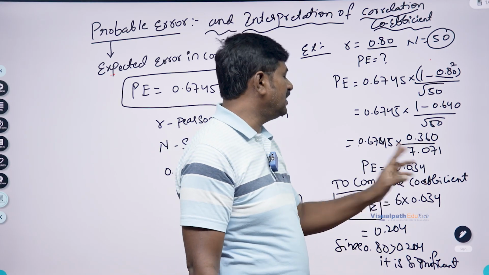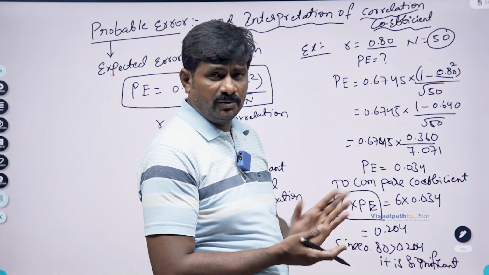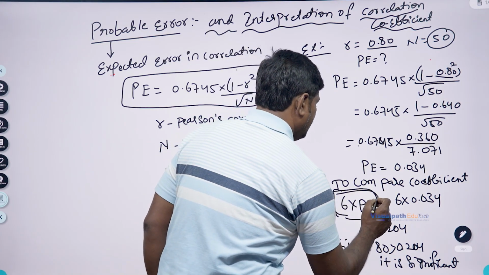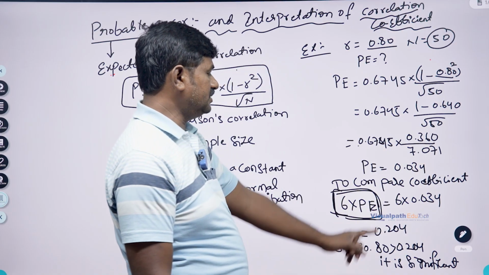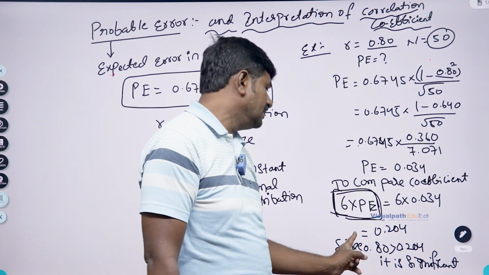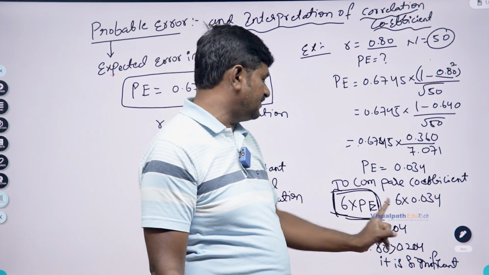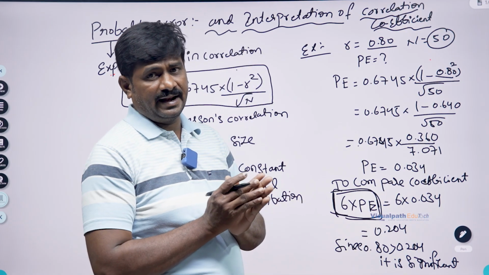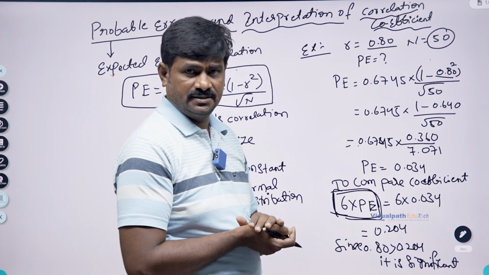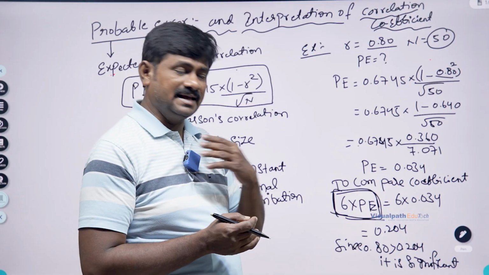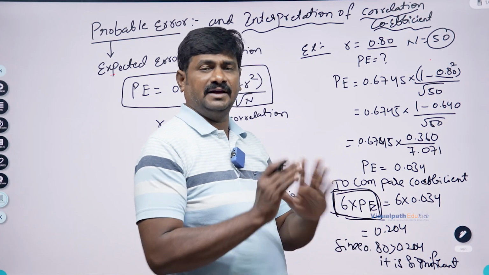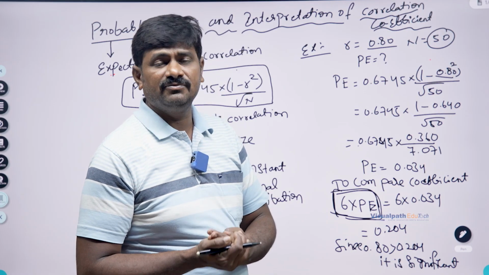To compare the coefficient of correlation with this probable error, we use the standard formula: 6 into probable error. Here, 6 into 0.034, since we already got the probable error 0.034, is 0.204. If the probable error is more than our coefficient of correlation, it is not significant. If the probable error is less than our correlation coefficient, then the correlation coefficient is significant, and we can believe that correlation coefficient.